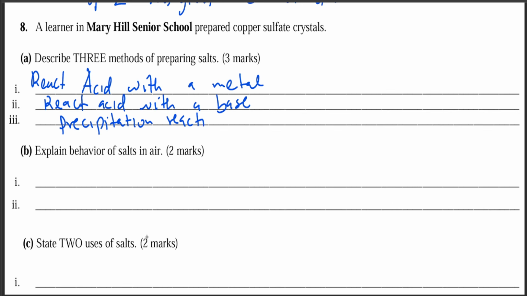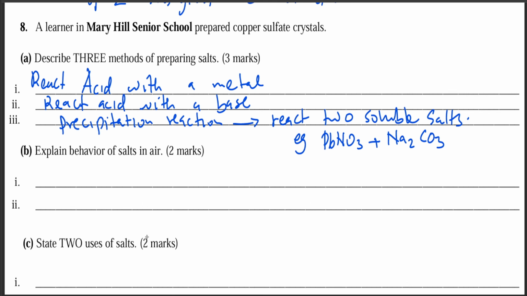So precipitation reaction ni react 2 soluble salts ambao 1 soluble salt will become a precipitate, e.g. lead nitrate and sodium carbonate. This one, e.g. zinc plus HCl, na hii ni maybe copper oxide plus HCl.